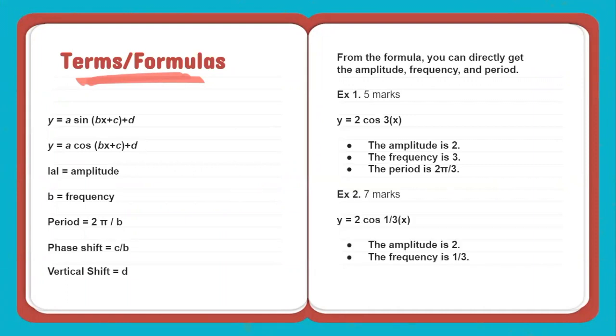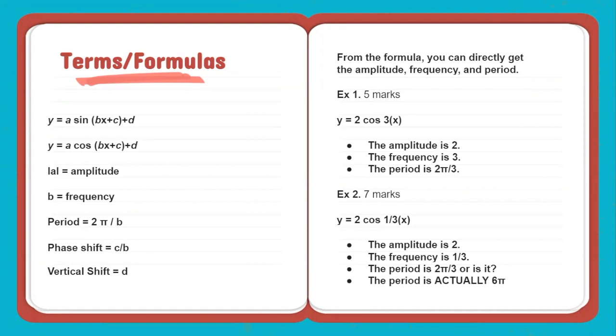Period: you calculate period by 2 times pi divided by the B value. The phase shift is this value of C divided by the value of B. Using these two formulas, the sine and cosine function, you can directly get the amplitude, frequency, period, phase shift, and vertical shift out of these.